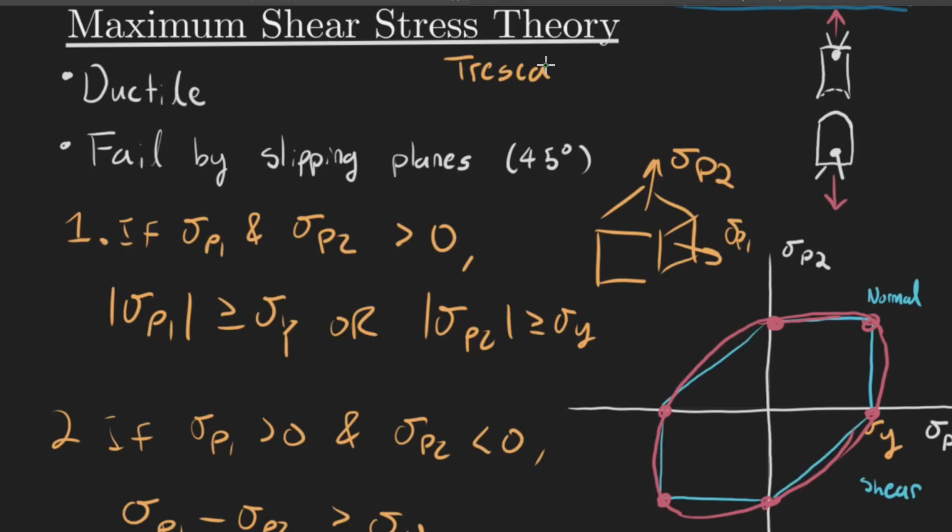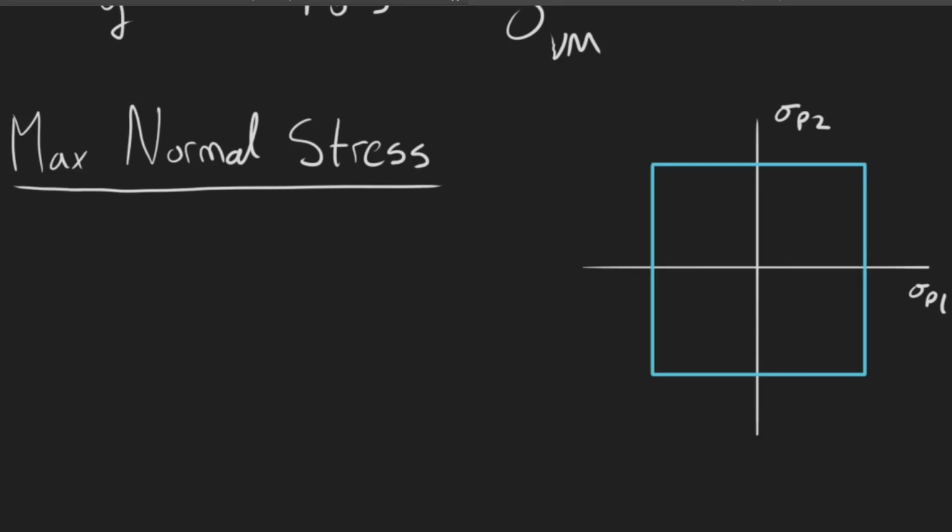When you get into FEA or whatever, sometimes you'll be asked to do one failure theory or the other. And I know there are companies that say, oh, we use Tresca, or we use von Mises. They're both commonly used failure theories. So now we can finally move on to the brittle material theories.